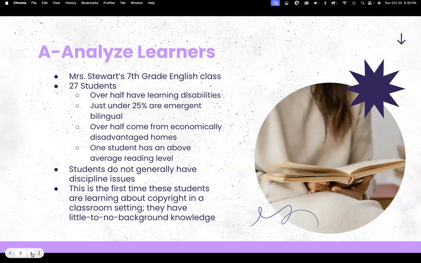Miss Stewart's 7th grade was a 7th grade English class. There were 27 students. Over half have learning disabilities, either 504 or special education, or are in the MTSS process. Just under 25% are emergent bilingual. Over half come from economically disadvantaged homes, and one of the 27 students has an above average reading level. There are not generally discipline issues, and this is the first time these students are learning about copyright. They have little to no background knowledge.